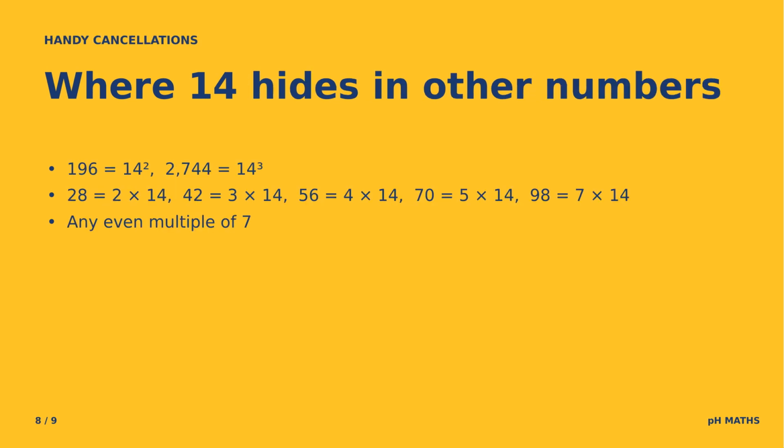Where 14 hides. 196 is 14 squared, 2744 is 14 cubed, 28, 42, 56, 70, 98, all multiples of 14. And any even multiple of 7 is automatically a multiple of 14. So if you see 28 in a factor question, that's 2 times 14 or 4 times 7, depending on how you want to break it down.